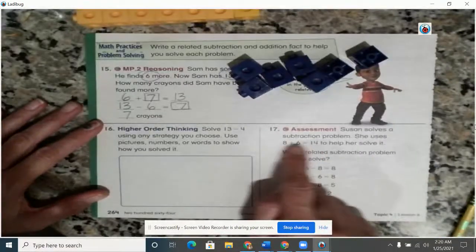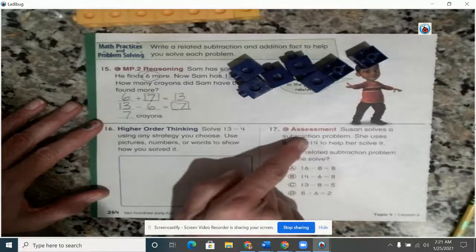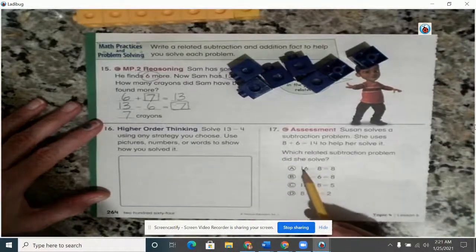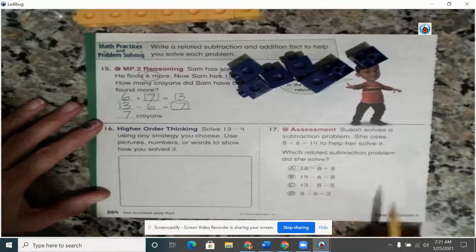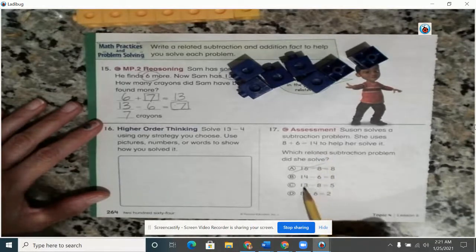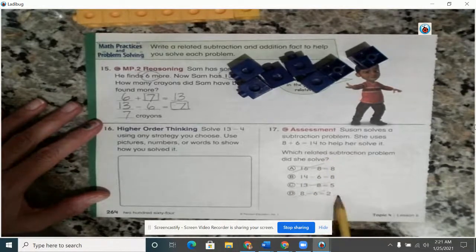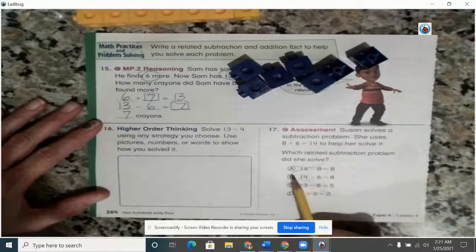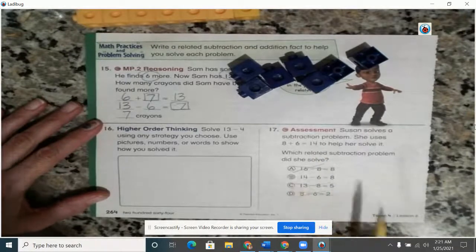Well, if this is the addition problem, we know the subtraction problem has to start with 14. This one doesn't start with 14, so that can't be it. What other one? This one doesn't start with 14. Well, that made it easy, didn't it? This is the only one that started with 14, so that has to be it.